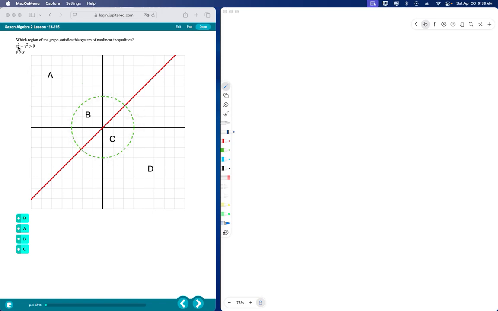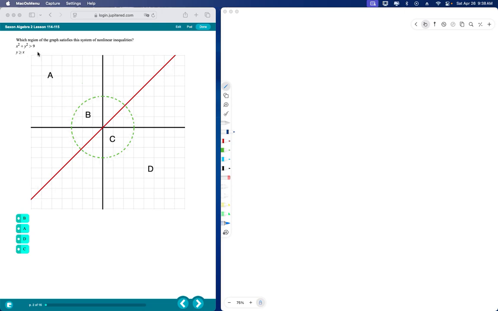An x squared plus y squared is going to give you a circle. And this is the other clue that you have: this is greater than without the equal sign under it, and the circle is dotted. So that's a fair clue that this one means the circle, right? And it does. It means the circle. And this one has an equal sign under it, so we know that's a solid line. So that would be the solid red line.